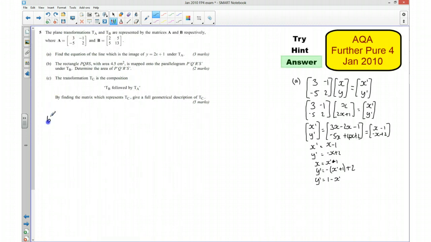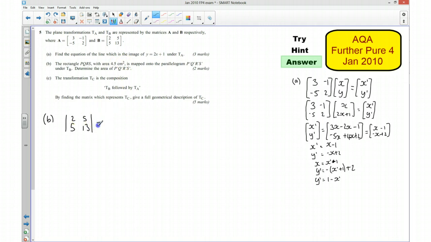Okay, for part B, we're told that the rectangle has area 4.5 centimeters squared, and it's mapped onto a parallelogram under this transformation here, and we want to determine the area of the new shape. So what I need to know is what the area scale factor is. I can get the area scale factor by doing the determinant of this transformation matrix here. So I'm going to find out what the determinant of 2, 5, 5, 13 is, and that will tell me the area scale factor. Once I know the area scale factor, I can multiply it by the area to find out what the new area is.